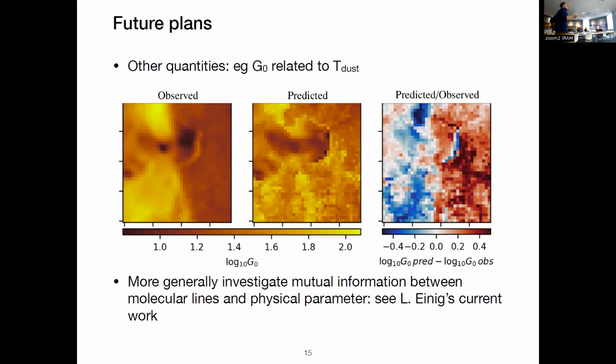For example, G0. Well, no, not with the method we did, with the conclusion of the paper we arrived. But more generally, Luca Henning is working on looking at mutual information between molecular and physical parameters to see if this is a problem of the method we use, or if it's a problem that there's no mutual information between G0 and the molecule that we choose. And possibly, one solution, if indeed there's information, we need to find a method that can recover it. If it's not, we'll have to find what molecule can actually trace.